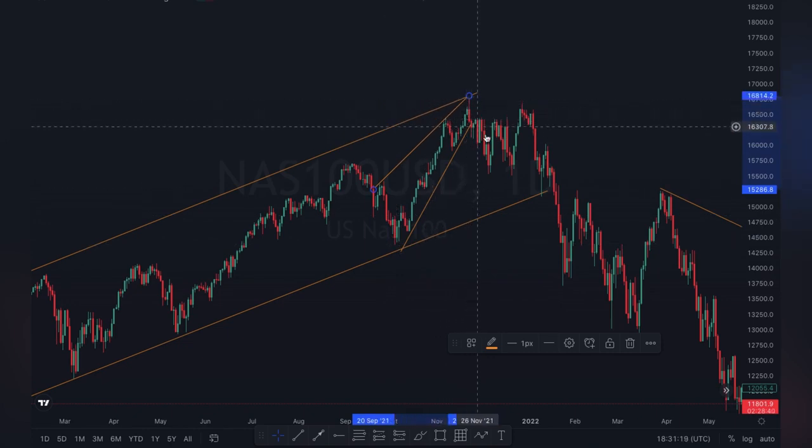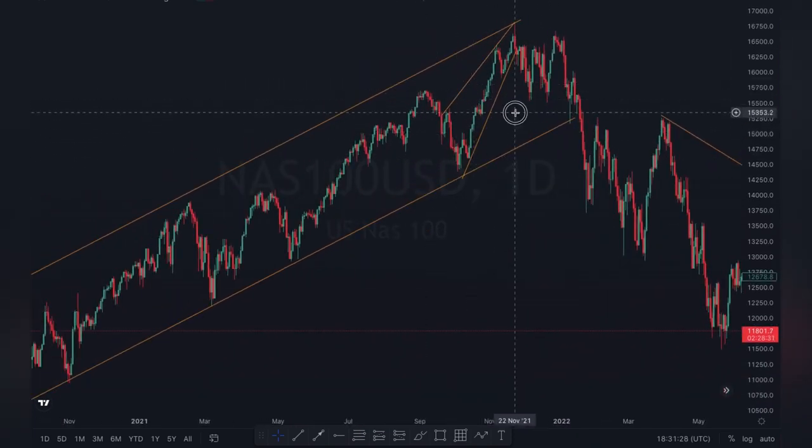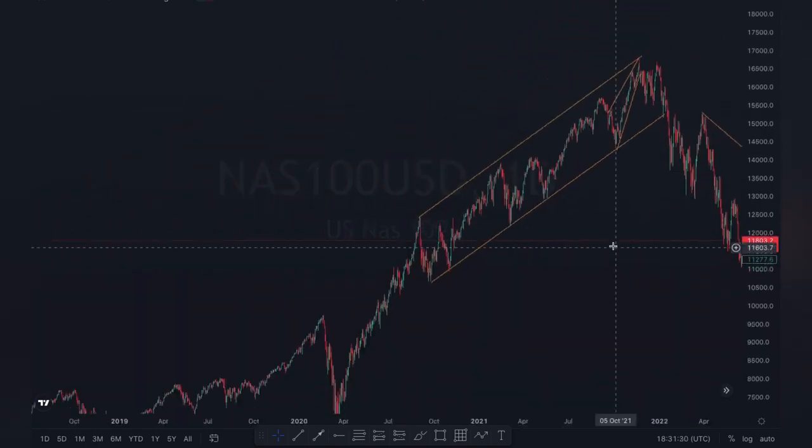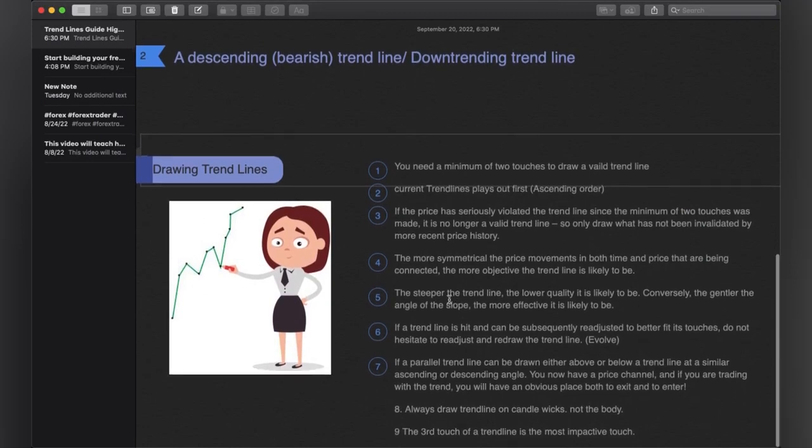So it played out first to the downside. You see, it broke out first before we approached this one. So the current one plays out first. We're going to talk more about this when we do top-down analysis, when we teach you practically our trading strategy. I'm going to talk about this when we talk about evolve, so let's skip that.